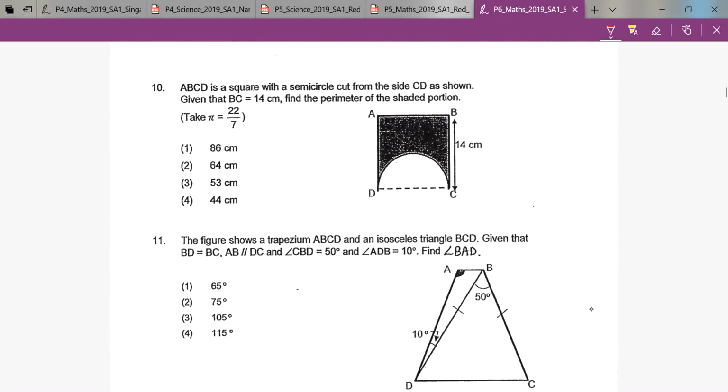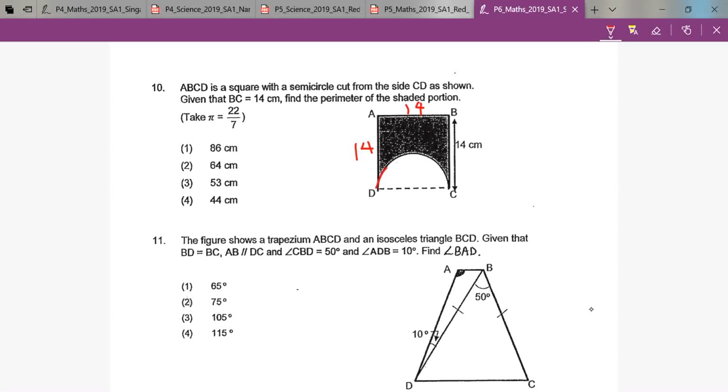Question 10. ABCD is a square with a semicircle cut from the side CD as shown. Given that BC is 14 cm, find the perimeter of the shaded portion. Take pi as 22/7. Alright, so I already told you it's a square. This is a square, right? So BC is equal to AB, which is 14 as well. So AD is also 14.